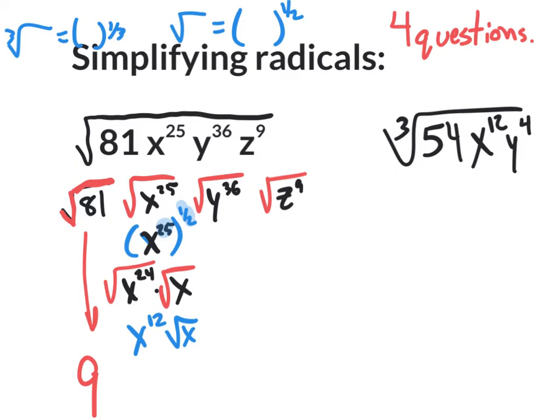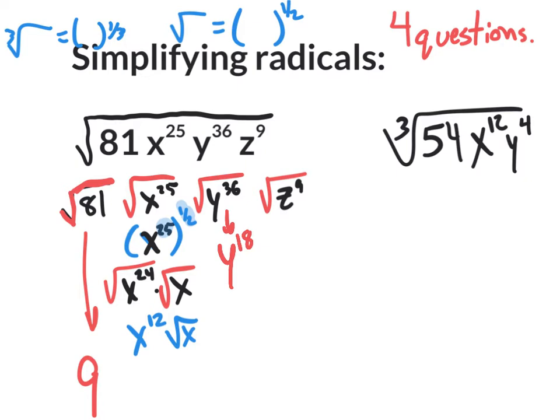Okay, let's move on to the next one, the square root of y to the 36. That is divisible by 2. I could rewrite it like this with the parenthesis to the power of 1/2. I could say y to the 36 to the power of 1/2. I already know it's 36 divided by 2, which is 18. So I will end up with y to the 18th power. Okay, no square root.